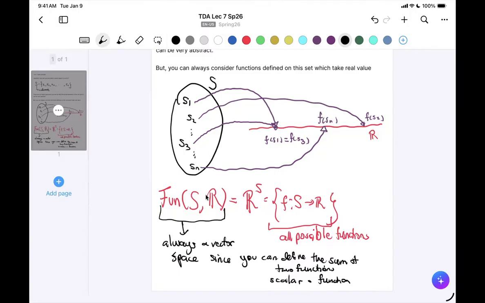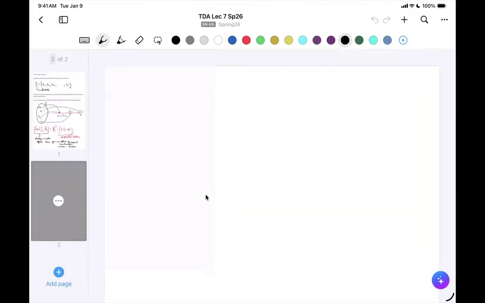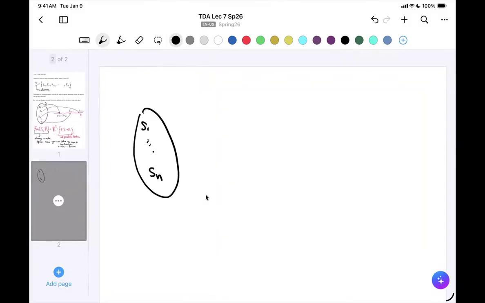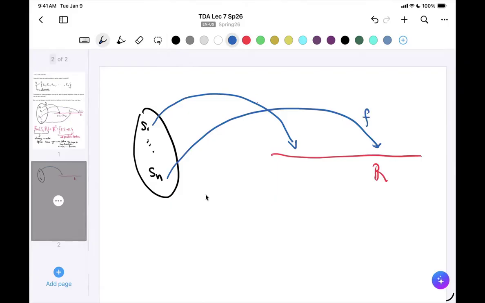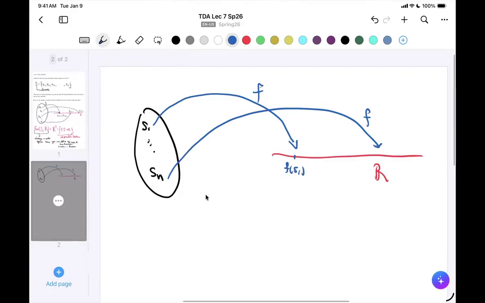You say the sum of two functions being f of s1 plus f of s2, something like that. Let me put it like this. You have s1 up to sn, right? You have the number line. I'll use blue for one of the functions. So this is the first function, f. So for example, this would be f of s1, and this would be f of sn, right?